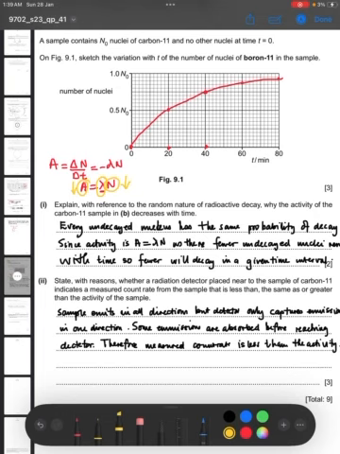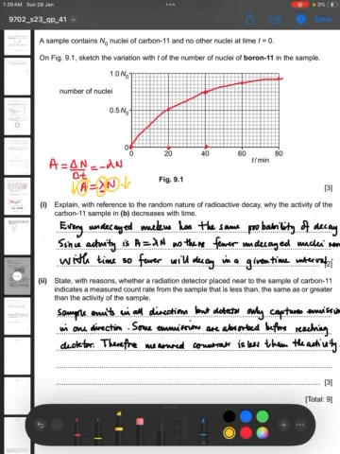So the point was, every undecayed nucleus has the same probability of decay. So for every undecayed nucleus left, the probability of decay is the same. It is the same throughout, per unit time, the probability of decay. So carbon-14 has this one probability of decay per unit time of its nucleus.